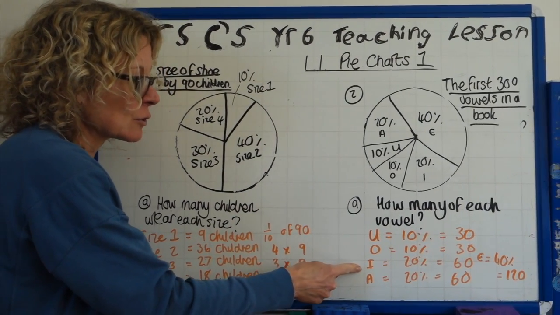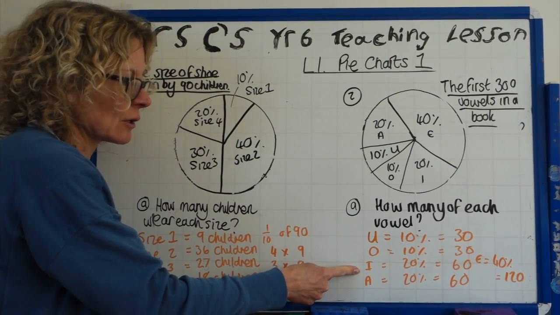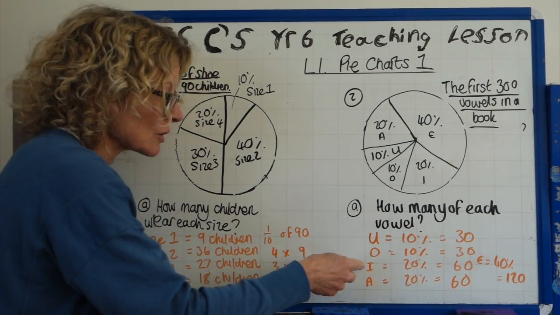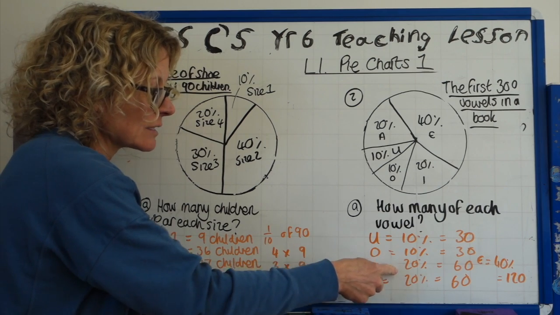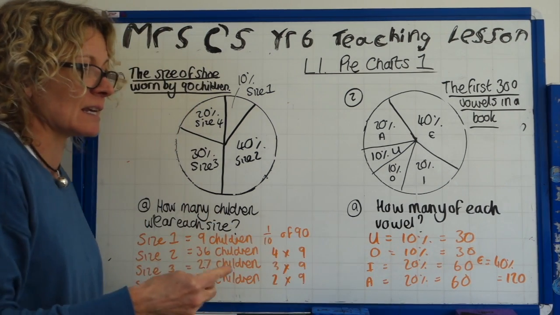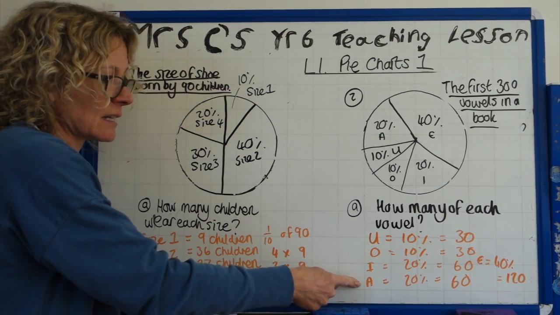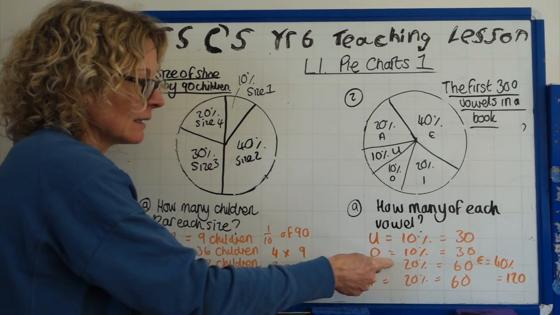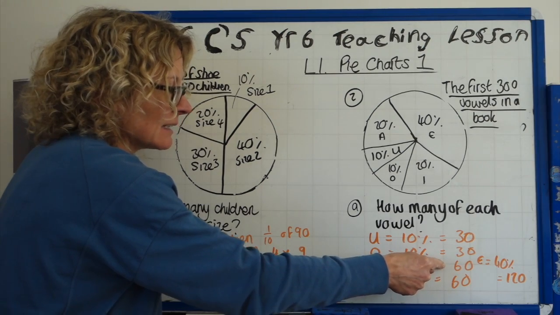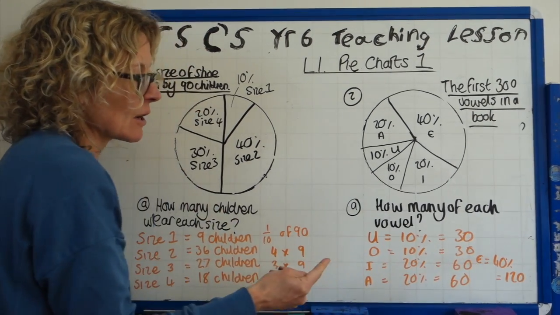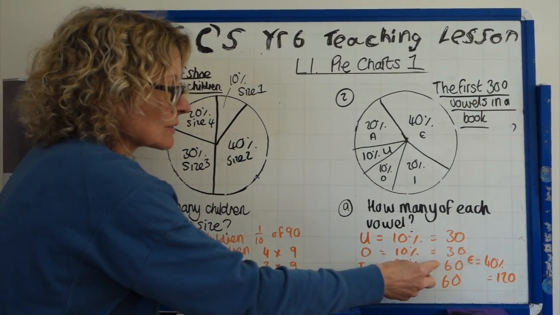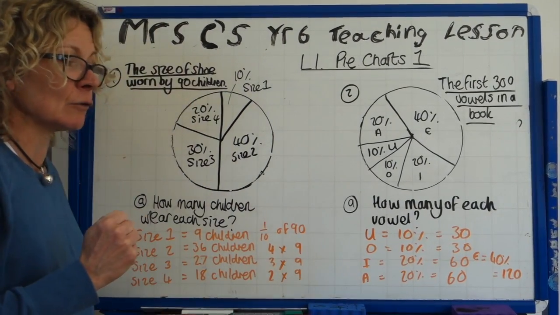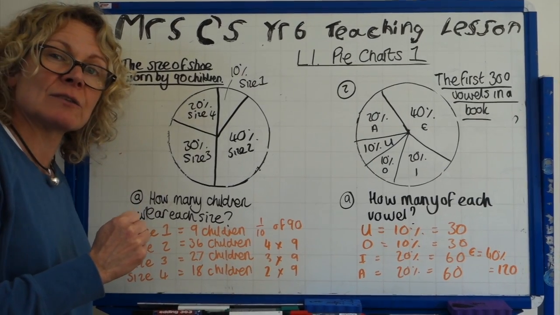Okay, then we went on to 20% of the first 300. If 10% is 30, 20% is going to be double that, of course. So I and A at 20% were 60. So there were 60 I's and 60 A's. Okay, and then E at 40%, if 20% is 60, 40% is going to be double that again. So 60 add 60 is 120, and that is your answer for 40% of 300 vowels.